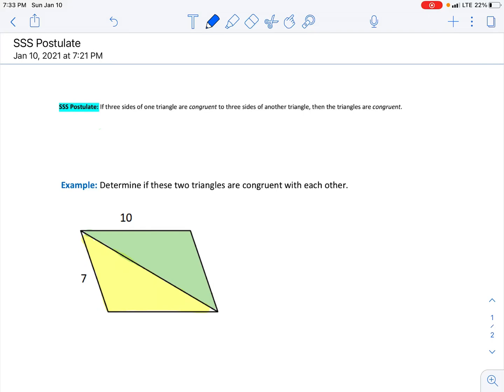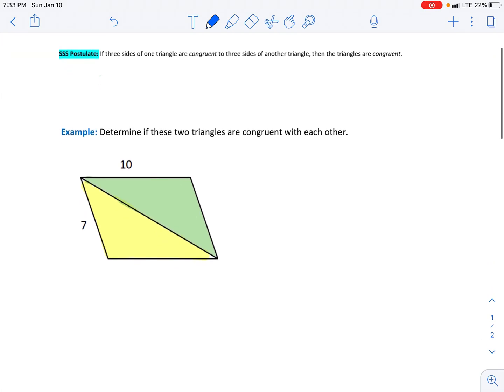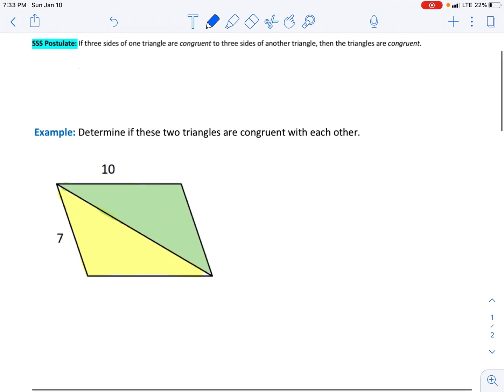Hello everyone, in this video we're going to look at an example using the SSS postulate. Before we get started with this example and seeing how the SSS postulate is applied, we first need to just recall what the SSS postulate even says. The SSS postulate says that if three sides of one triangle are congruent to three sides of another triangle, then the triangles are congruent.